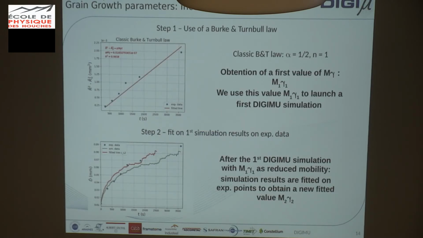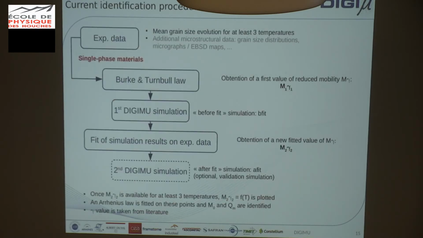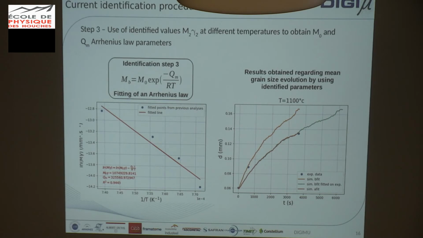That is what is summarized here. The first step with the Burke and Turnbull law, with classical parameters for that law, is really just to obtain a first value of this reduced mobility to be able to perform a first simulation. Then it is refined to obtain a second, fitted value for these parameters. Those two first steps are repeated for at least three temperatures in order to be able, at the end, to fit an Arrhenius law on those fitted points. That's what we can obtain.